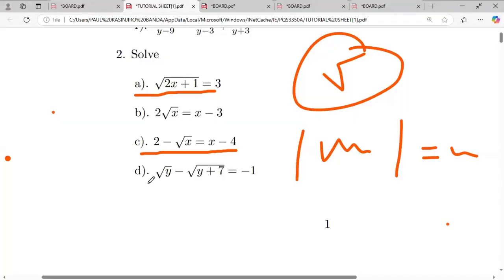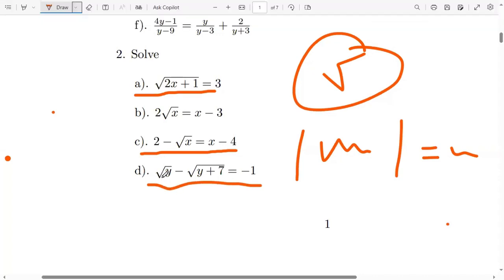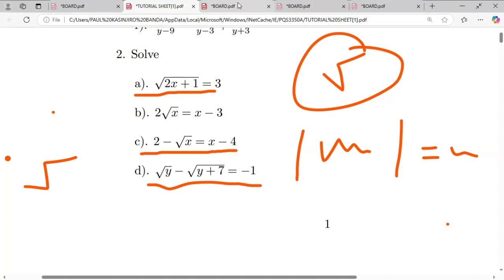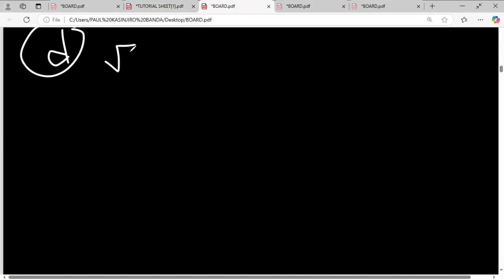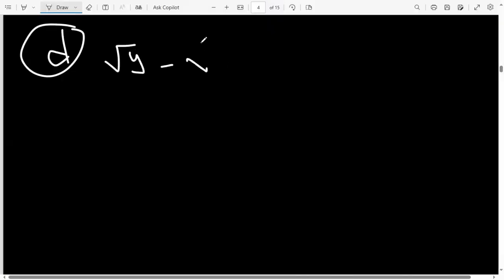Okay, so D, this is a very good question because we have two radicals or two square roots like that. So pay attention to how we are going to do this one. So we have root of y minus root of y plus 7 is equal to 1. So how do you think we are going to solve this one?